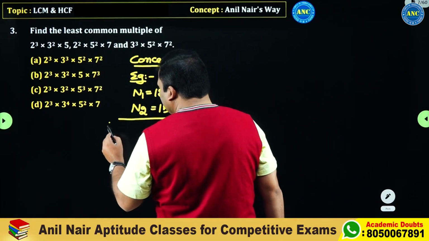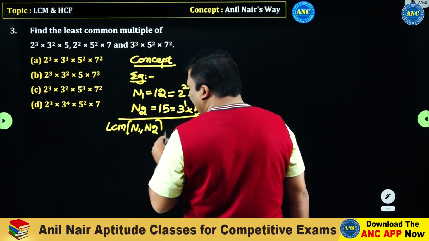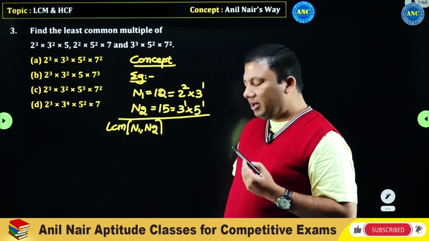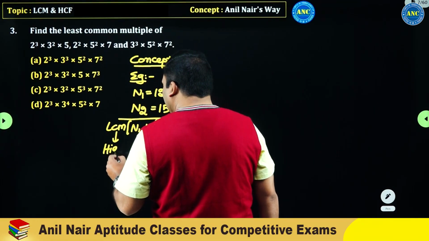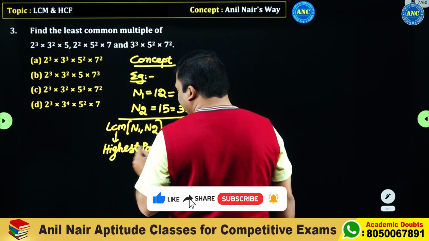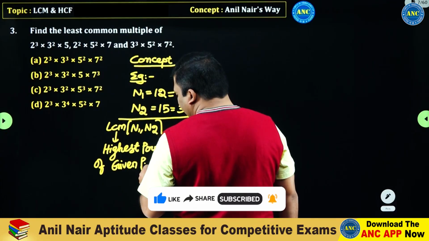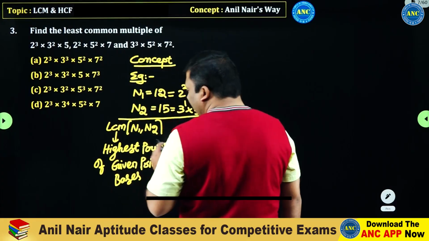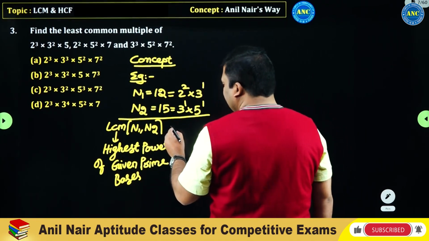Now I want the LCM of n1 and n2. Whenever the input numbers are in prime basis, LCM always takes the highest power of the given prime basis.